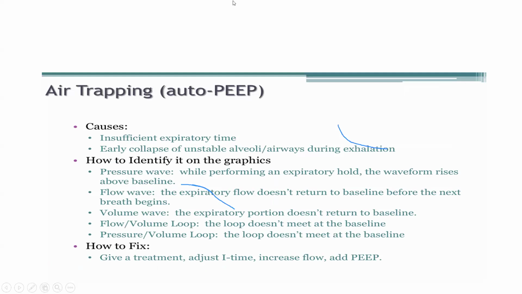Now the next is air trapping, that is auto-PEEP. The causes are insufficient expiratory time and the early collapse of unstable airways during exhalation. Now, how to identify it on graphics? In the pressure wave, on performing an expiratory hold, the waveform will rise above the baseline. In the flow wave, the expiratory flow doesn't return to the baseline before the next breath begins.